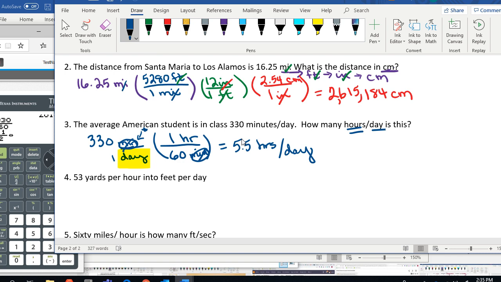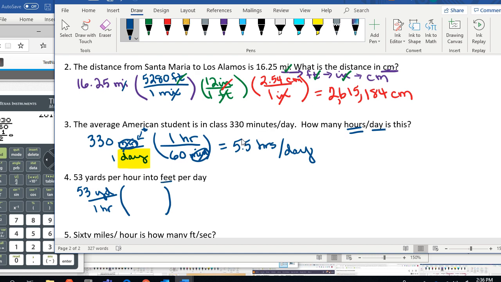All right, 53 yards per hour into feet per day. So I'm going to go 53 yards per hour per 1 hour. By the way, if they were to tell you like it took 2 hours to do this, it would be per 2 hours, and you would have numbers that you would have to divide by on the bottom, which is all good. But just in case you ran 53 yards in so many minutes, it would make sense that the yards per minute would be there.